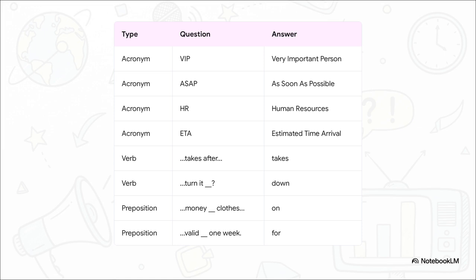For the sentences, Jack takes after his father, which means he looks or acts like him. You turn down the radio. Paulo wastes money on clothes, and the ticket is valid for 1 week. Go ahead and check your work.